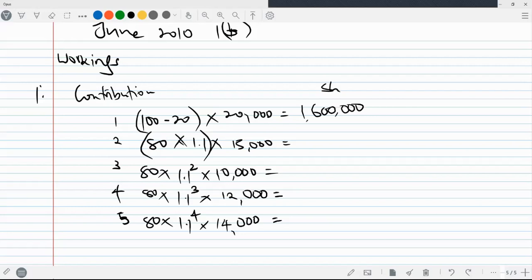Oh yeah, I've seen that. Since the increase in the selling price and the increase in variable cost is the same, you don't need to do them individually. Simply get 80 times 1.1, 80 times 1.1 to the power of 4. Oh, okay, I get it.